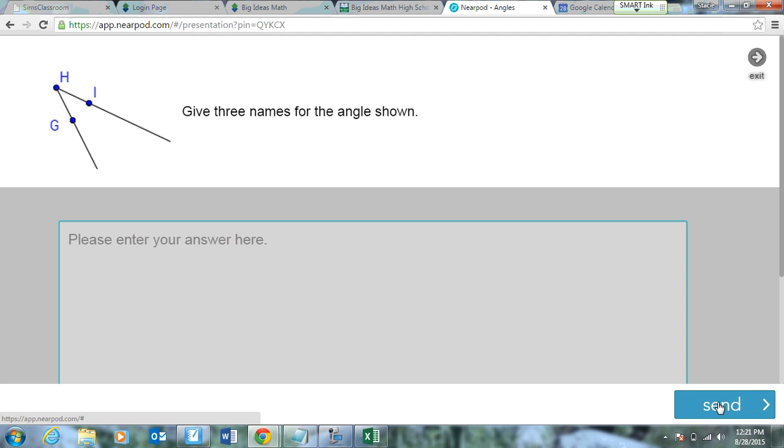So there's 3 ways we can write it. We can just call it angle H, because it's the only angle here, or we can call it by IHG. Nope, has to have the H in the middle. Or GHI. IGH, or IHG, GHI, or angle H.